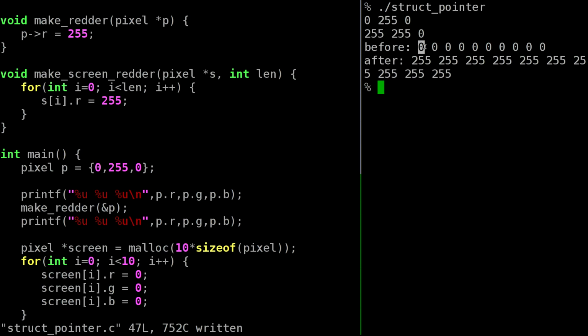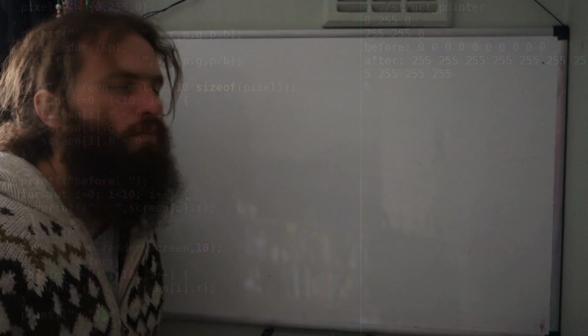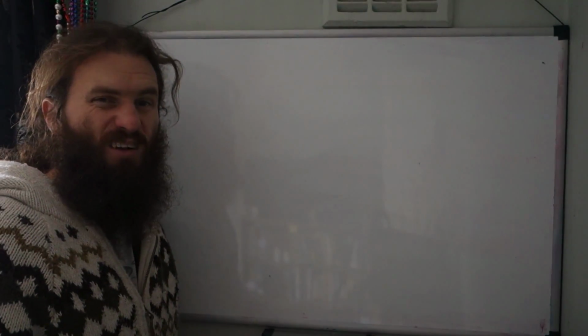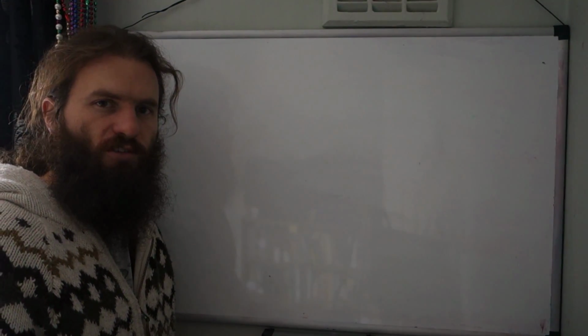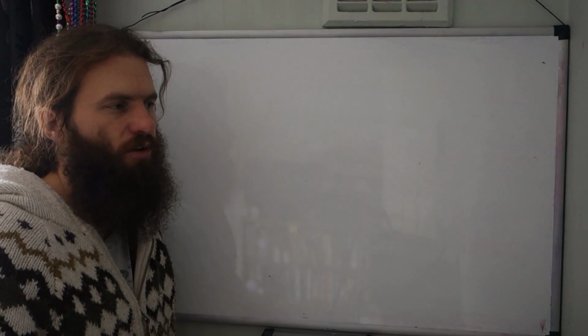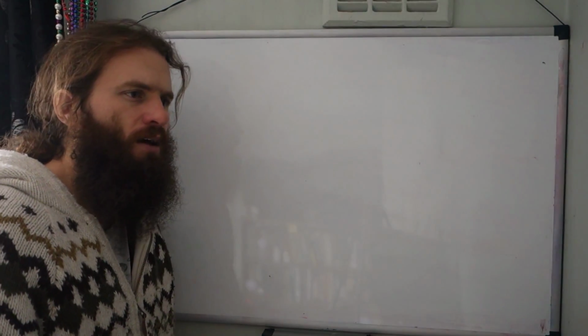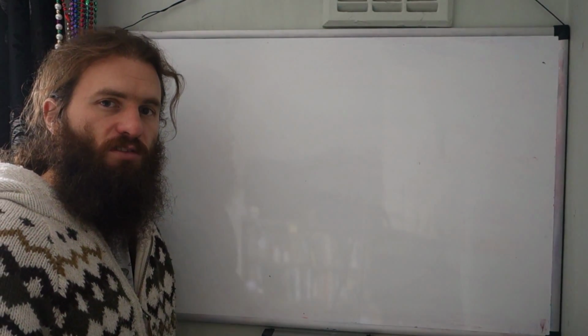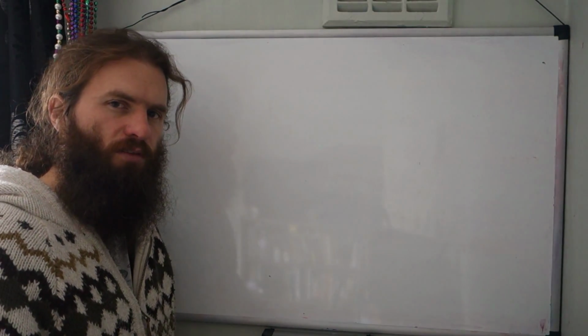So here we are. Before, the red values are all 0. After, the red values are all 255. So we can pass in an array of pixels and modify them like that. An array of any kind of structure type, and that will work. And that's really about it for structures. You've seen how to create them, how to create pointers to them, and how to pass them in and out of functions, and how you can change them within a function.